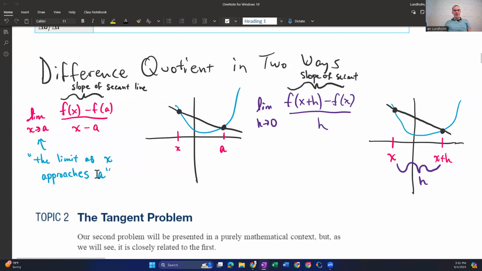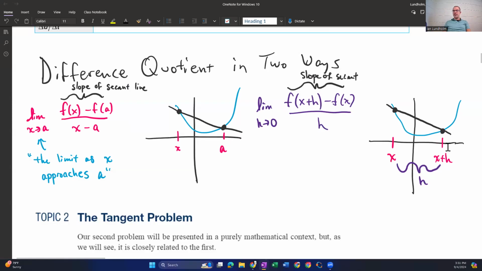The other way that we can look at a difference quotient is really just a different way of labeling the same thing. But instead of referencing 2 different points, x and a, the 2 different points that we're working with, one of them is labeled x, the other one is labeled x plus h. And this h value is really just the space in between the 2 points that we're interested in. This time, you would want to imagine h going to 0, or the distance between these 2 points going to 0. That's what this limit means.